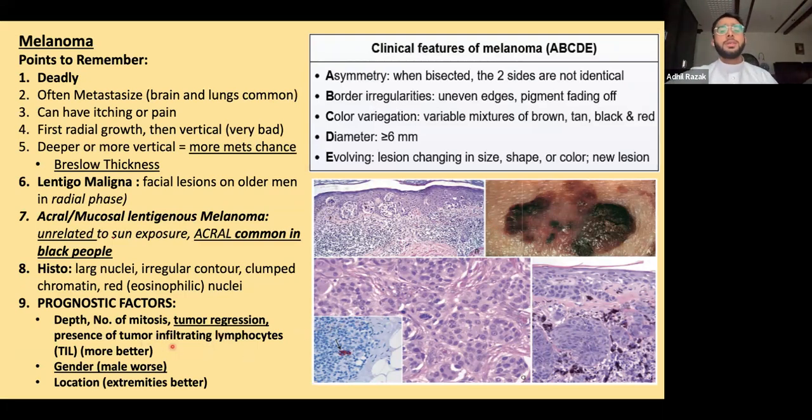In the biopsy, if you see there are more tumor infiltrating lymphocytes, that is a good sign. That just means that it has a better prognosis. But that's the one good thing out of all this. Depth, more depth, bad. Number of mitosis, increased number of mitosis, bad. Tumor regression, bad. Male gender has it more, and it also has the worst prognosis. And the more central, if it's on your face, chest, the abdomen, those have a worse prognosis. If the lesion is on the extremities, that is a better prognosis.